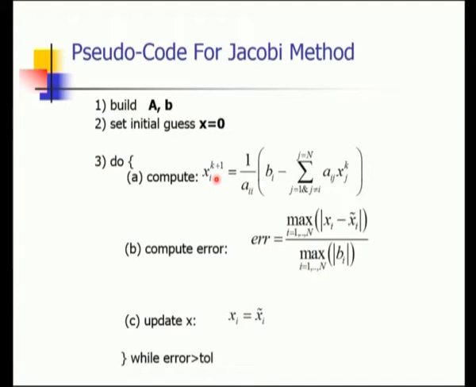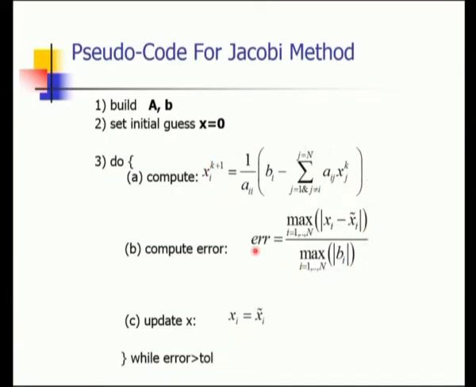Now here the k plus 1th iteration for the ith variable is given. For j equal to 1 to n, except the ith variable, you have the summation a_ij x_j^k, that is subtracted from the right hand side of the ith equation, and the whole value is divided by a_ii. This is the iterative procedure which we saw just now.